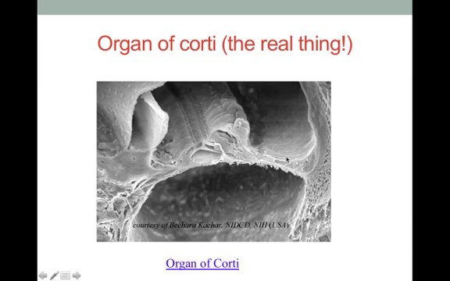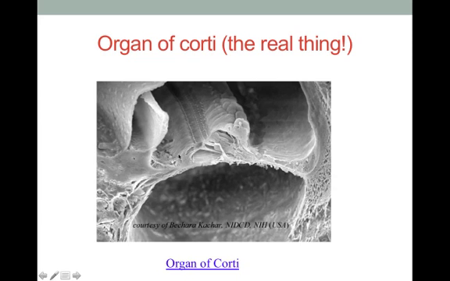So this is an image from what we call an electron microscope. We're actually seeing how the hair cells look. So you're seeing those hair cells over here. These are the inner hair cells. There's a row of the inner hair cells. In humans, there's only one row of the inner hair cells along the length of the cochlea, while we have three or more rows of the outer hair cells that are towards the outer edge of the cochlear duct.